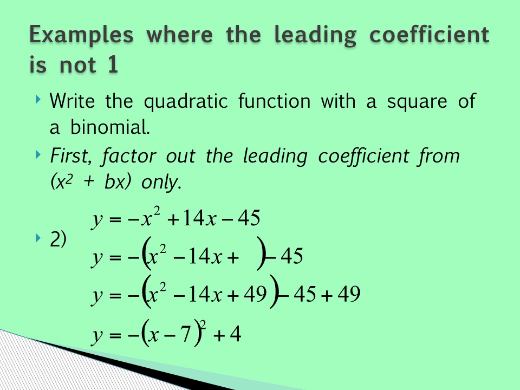So when I factor out that negative, it changes the signs there. But negative 14 divided by 2, and then square that number, I get positive 49. But really what I did here is I added in a positive 49, but multiplied by negative 1. So to negate it, I'm actually going to add 49 in there. You might have written minus negative 49, and that's fine. I went ahead and combined those two negatives into a positive. And then you get y equals negative, the binomial x minus 7 squared plus 4.